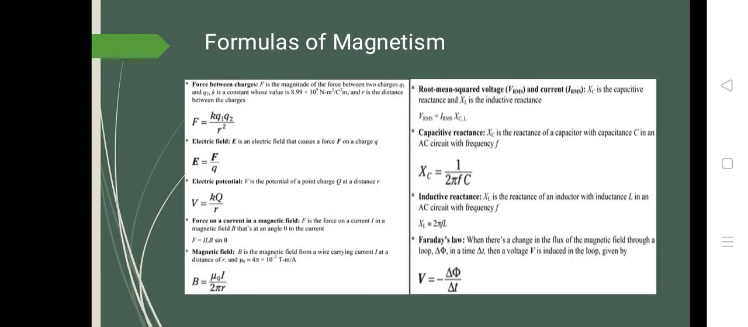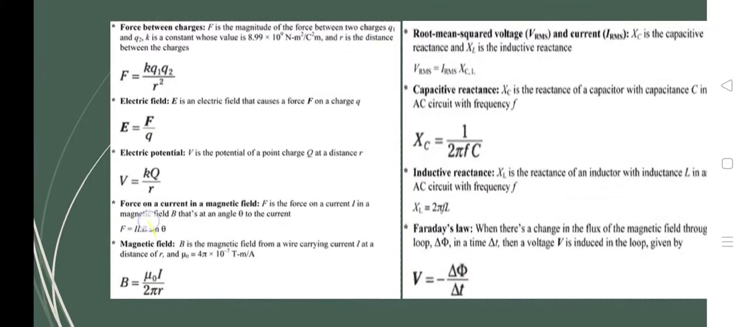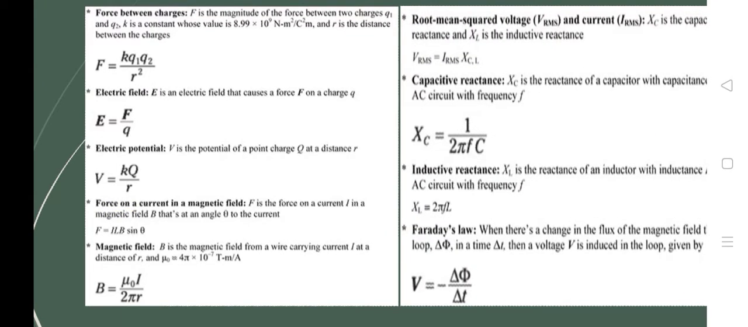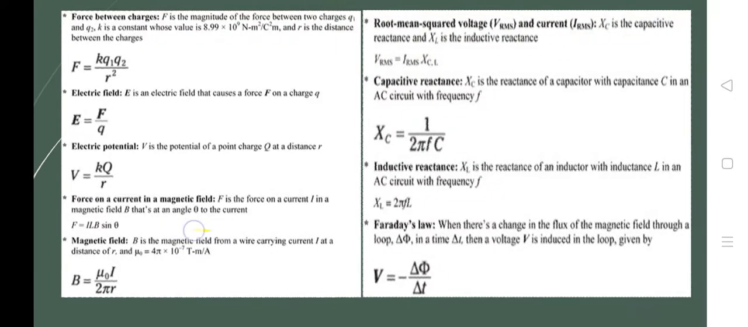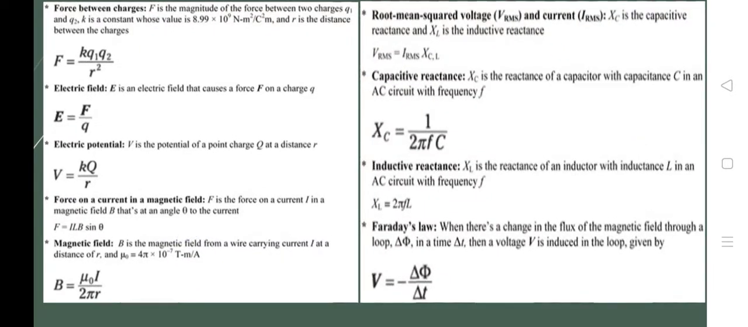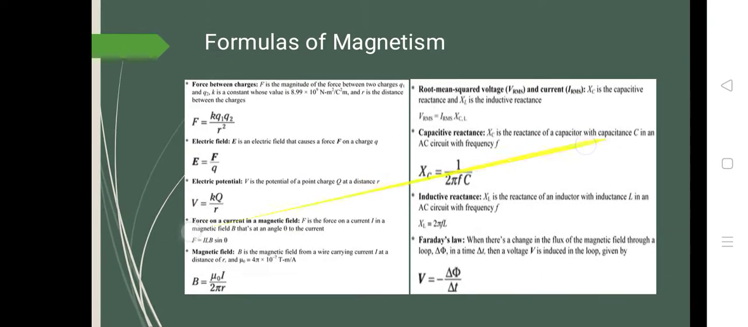So next is formulas of magnetism. This is the formula of magnetism. There are too many to discuss, so I will just enlarge it so you can see, because I can't discuss them all.